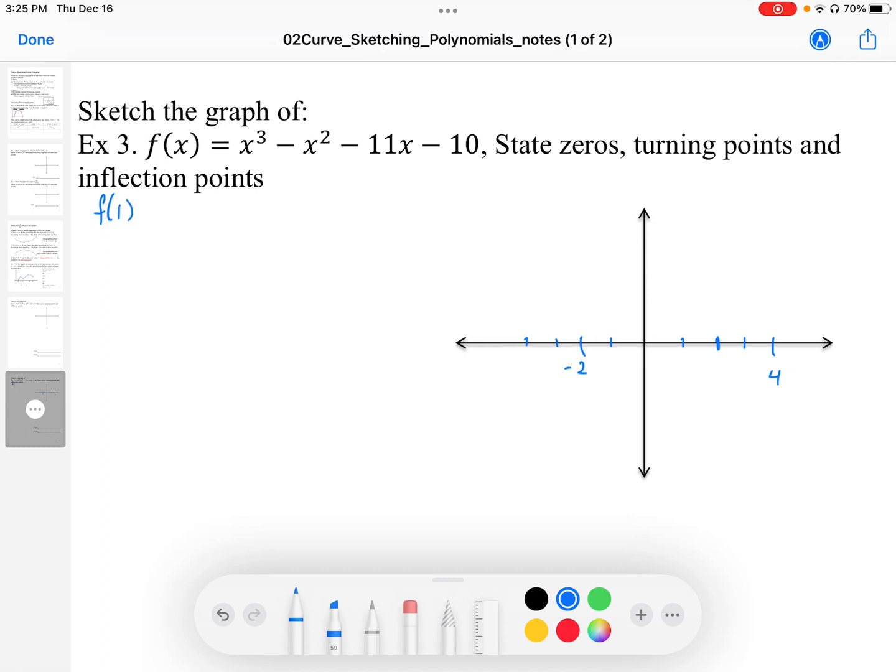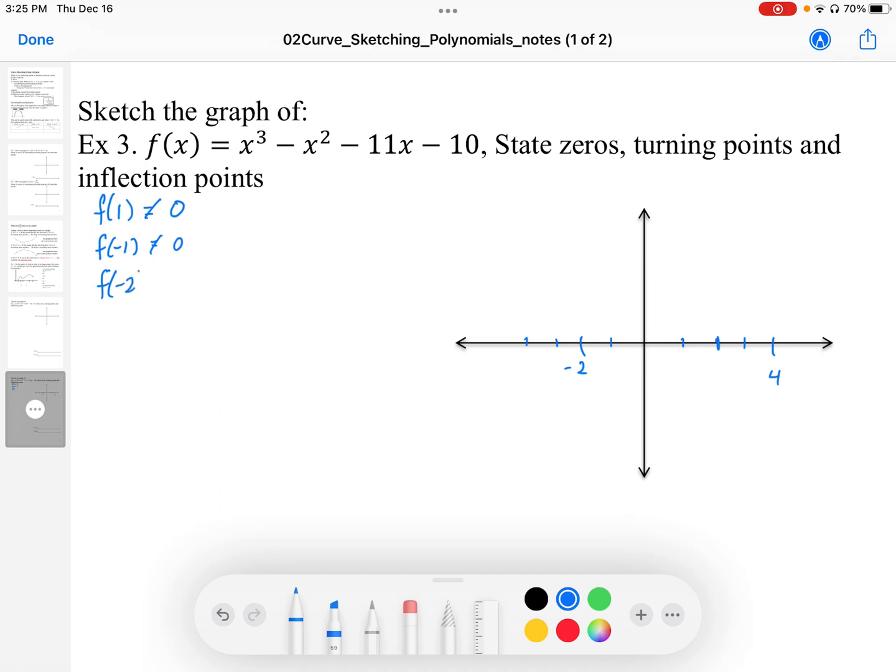So I'm going to guess f of 1, and I'm just going to see if it equals 0. So I get 1 minus 11 minus 10. Well, that's not equal to 0. Okay, and really I don't care what it's actually equal to. I just want to know whether it's equal to 0 or not. Here we get negative 1 minus positive 1, that's negative 2, plus 11, that's going to be positive 9, minus 10. Well, that's going to give me negative 1, which is not equal to 0.